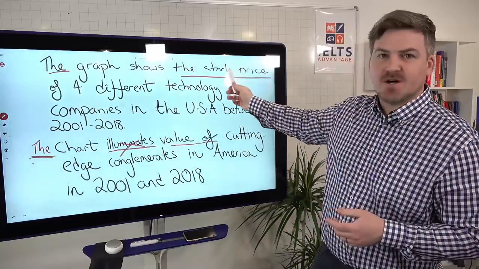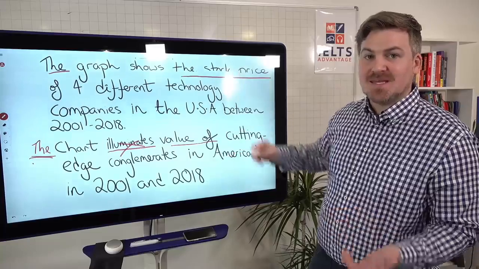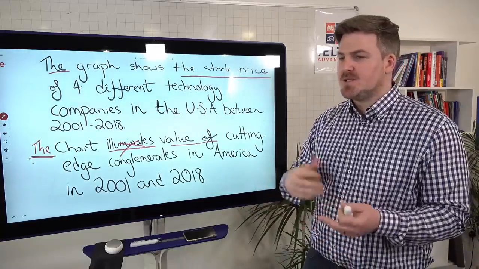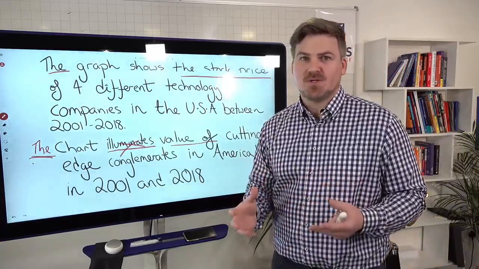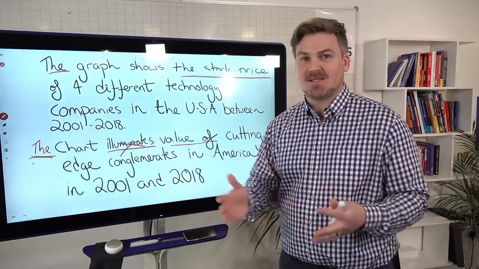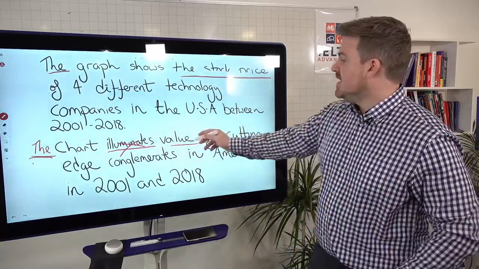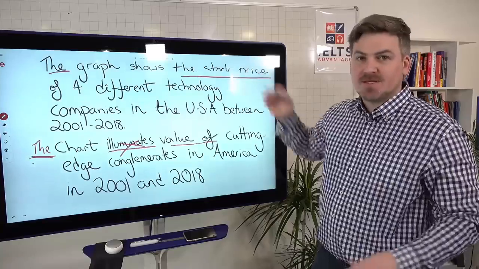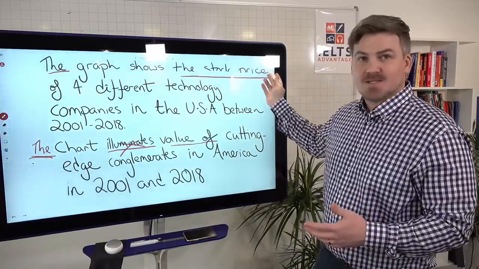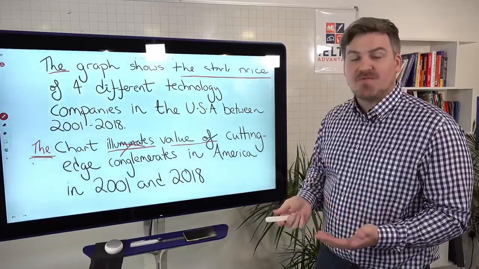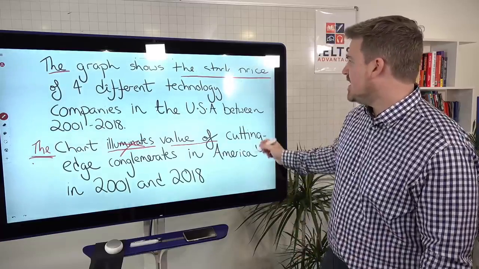So you need to be very careful when you're changing things that it means the same thing. So it's okay to use synonyms, but make sure that you're using synonyms that actually mean the same as the thing that you're changing. The value of a company and the stock price are two different things. You could say stock value, and that would be fine, but they're two different things.